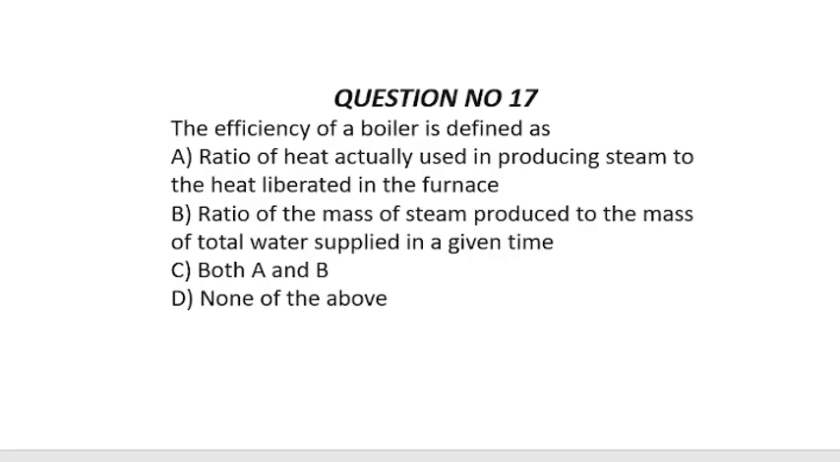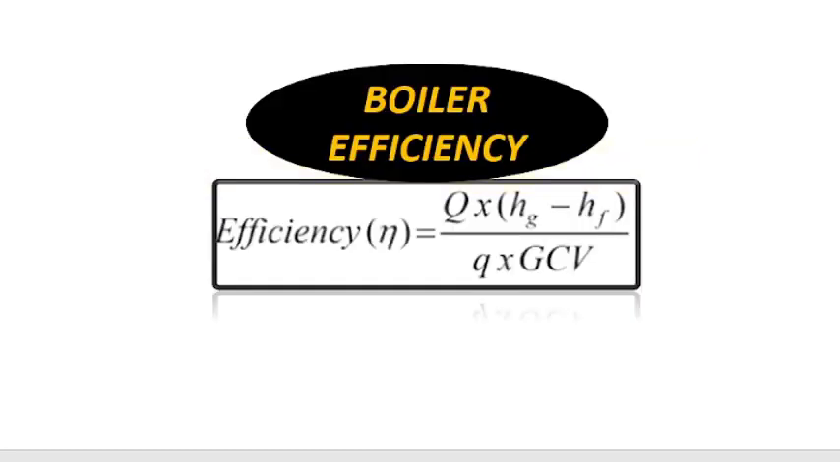Question number 17. The efficiency of a boiler is defined as. So efficiency of a boiler is defined as the ratio of the heat actually used in producing steam to the heat liberated in the furnace. Option A is correct. And mathematically, boiler efficiency is represented as, the formula is given.